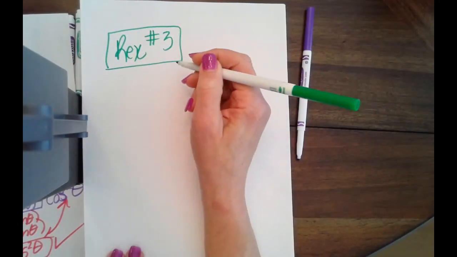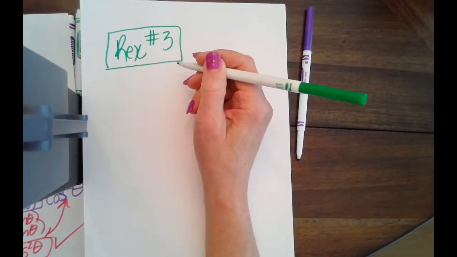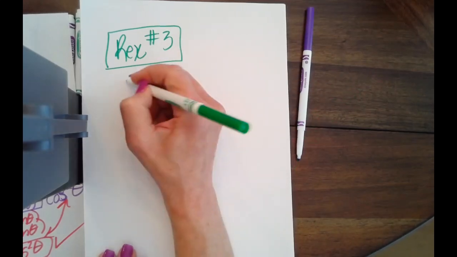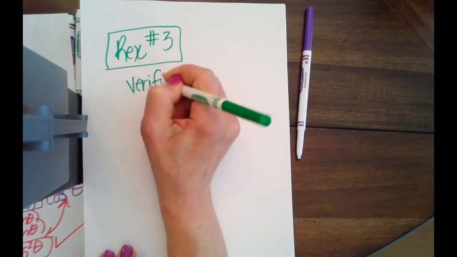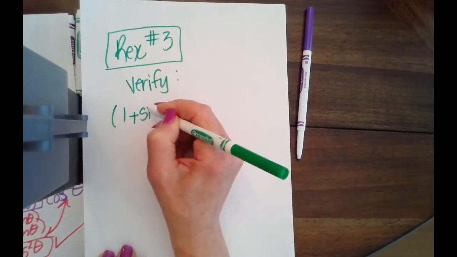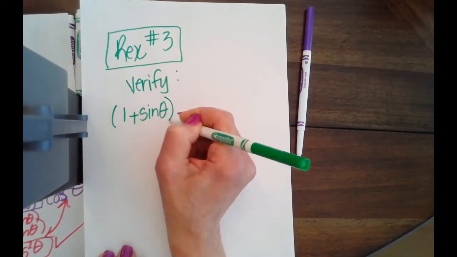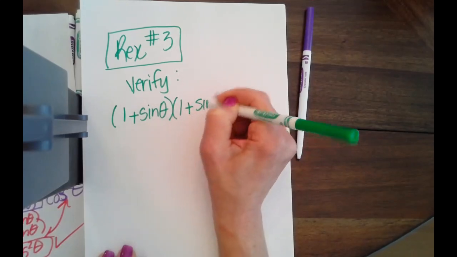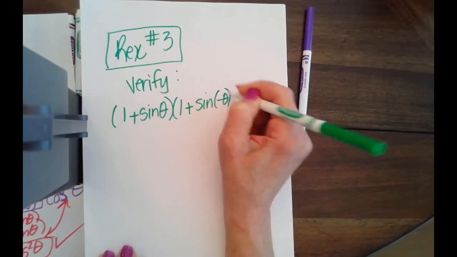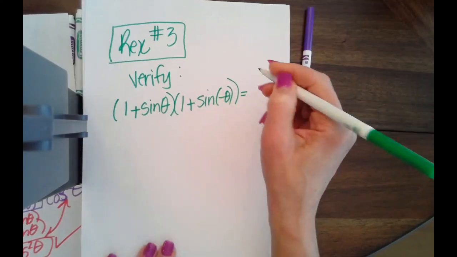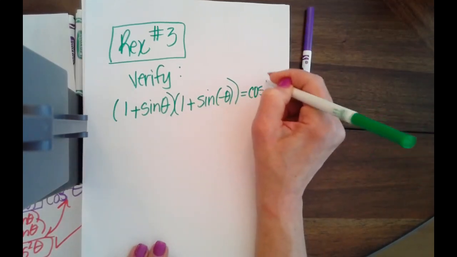Okay, so we're on day 1 of Intro to Trig Identities. This is video number 2, Rex number 3. All right, verify: 1 plus sine of theta times 1 plus sine of negative theta. Aha! Now this one is going to bring into play our even and odd functions, which is at the bottom of your formula sheet.